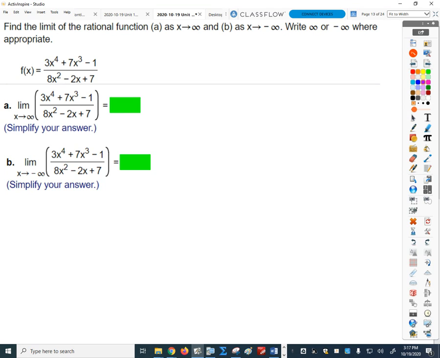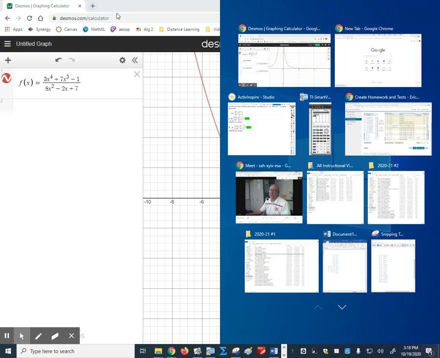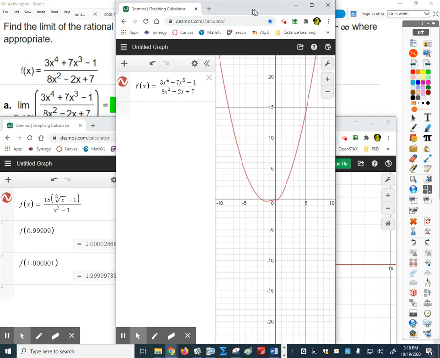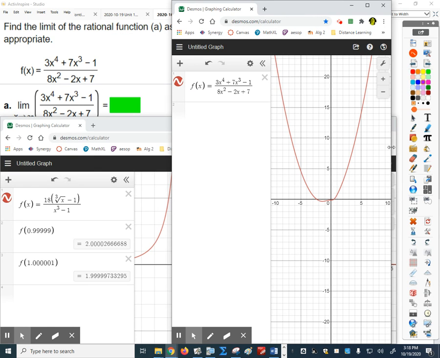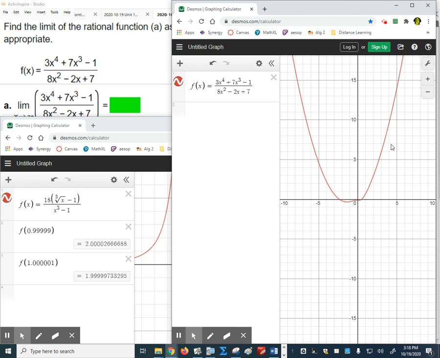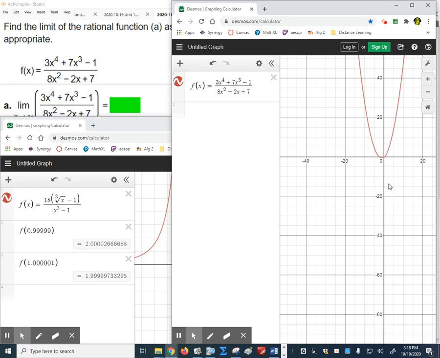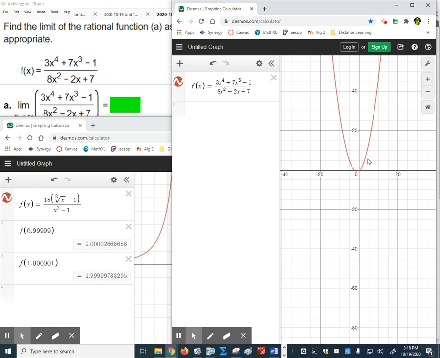Well, we did this on the non-graphing test analytically, but on the graphing test, we could take advantage of Desmos. We could just look at the graph, or your graphing calculator if you want to. So there's my function. If I just go ahead and zoom out, we can see that as we move to the right, this function is going up to infinity. As we move to the left, it's going up to infinity.